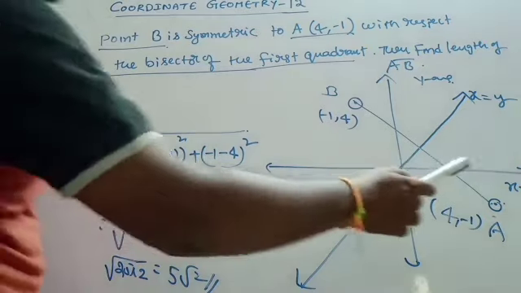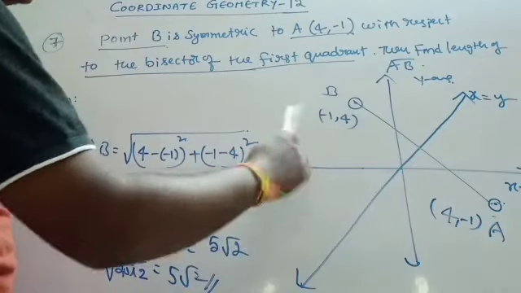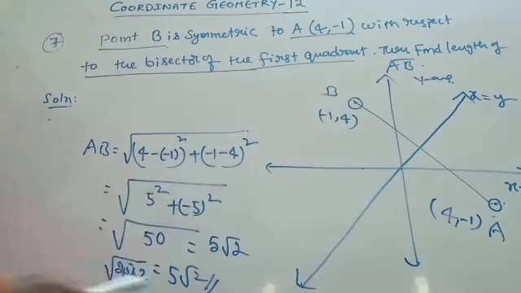The image of the point 4 comma minus 1 with respect to x equal to y is minus 1 comma 4. Then you got its symmetric point. Then the length is nothing but, after using the distance formula, you got it as 5 root 2, right? Nice.